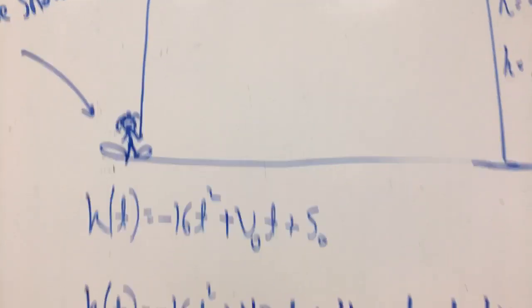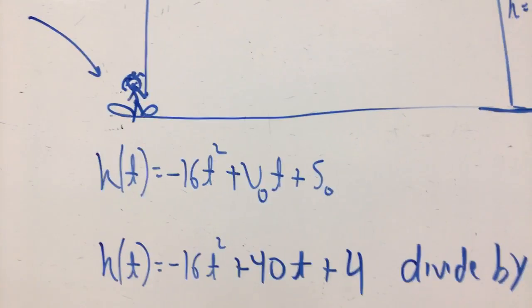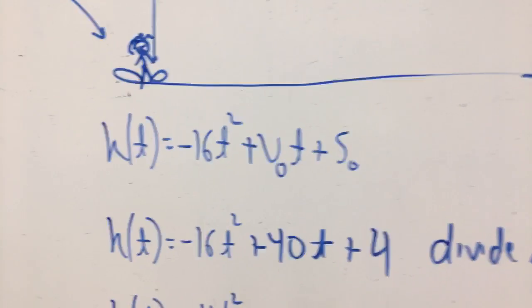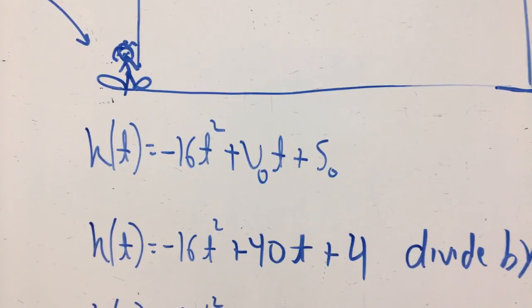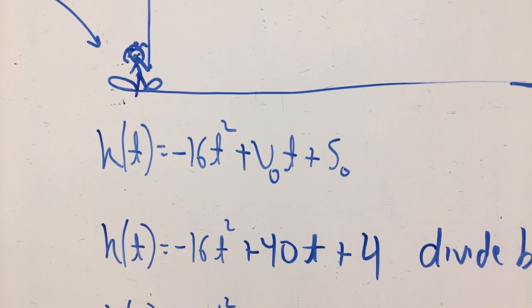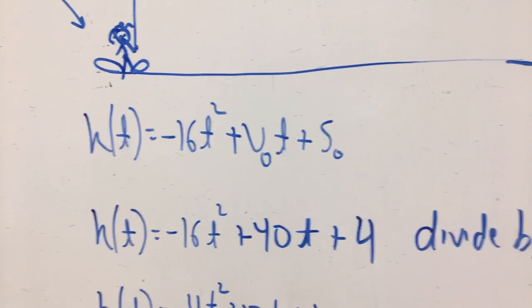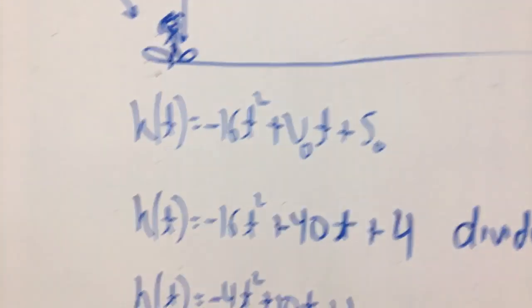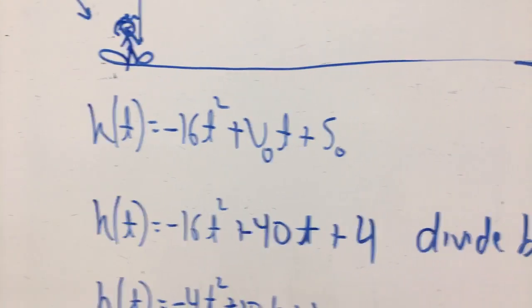So you plug those in, and you get h sub t is equal to negative 16t squared plus 40t plus 4. Now notice that this time I did not give you numbers all cleanly divisible by 16. Man, what a jerk. All right, but I can divide it by 4. Now you got to be careful here.